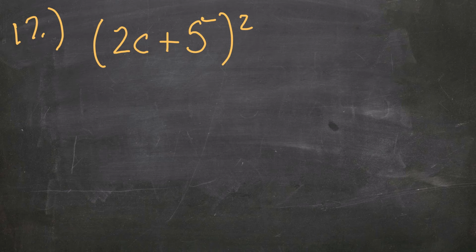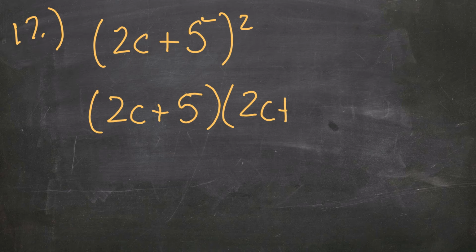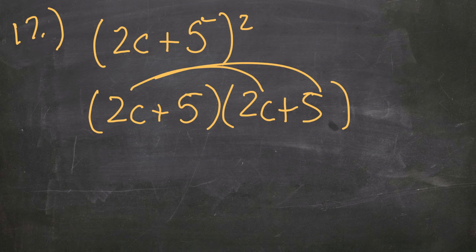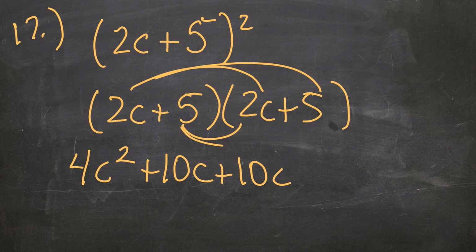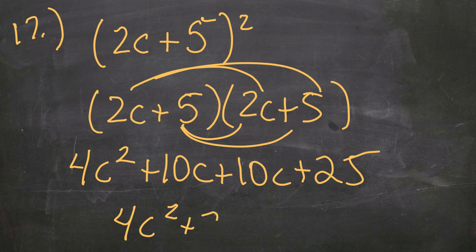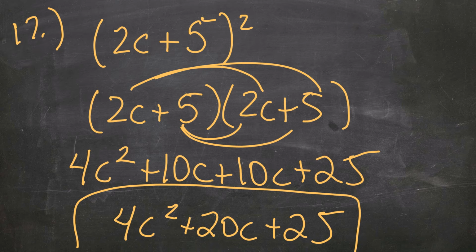Alrighty, 17. Same exact problem as 16. I'm going to write it 2c plus 5, 2c plus 5. I'm going to use the distributive property. 2c times 2c is 4c squared. 2c times 5 is 10c, plus 10c plus 25. Together I get 4c squared plus 20c plus 25. And that is 17.